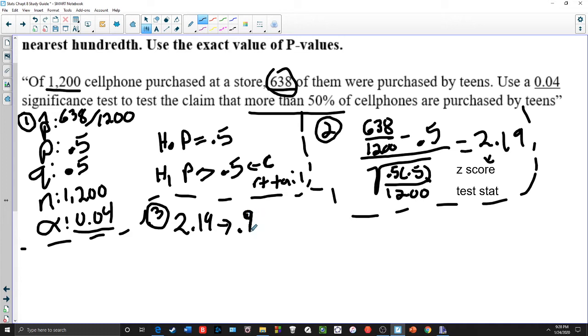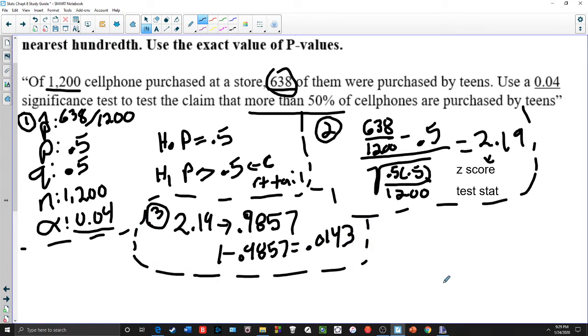0.9857. Now normally we would stick with that. Unfortunately, it's a right tail test. So what we have to do is take that and subtract it from 1. So 0.9857, subtract that from 1, and you're going to get 0.0143.